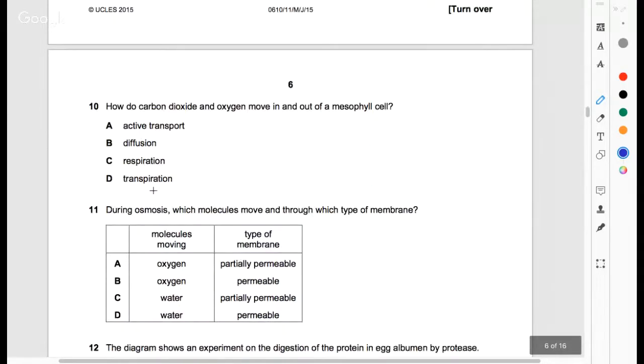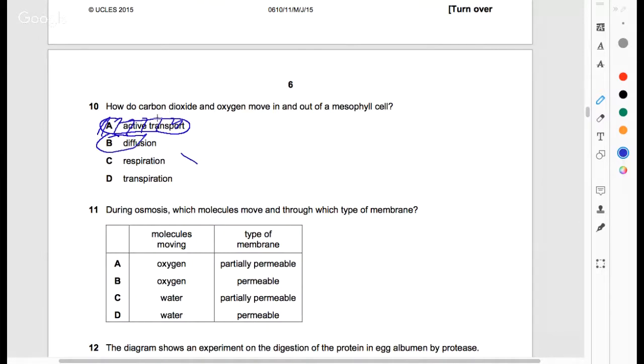Question 10. How do carbon dioxide and oxygen move in and out of a mesophyll cell? Active transport, diffusion, respiration, or transpiration? You've got to remember that carbon dioxide and oxygen can't be moved actively. They just diffuse through cell membranes. Actively moving them into the cell against a concentration gradient would just cause them to diffuse back out. So it can't be that. Diffusion is the correct answer.